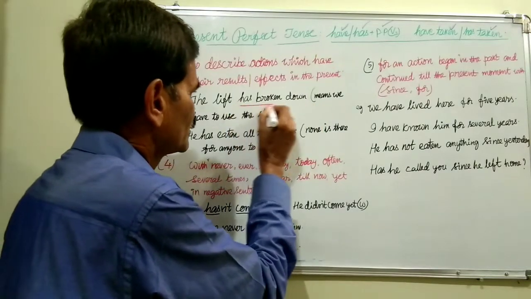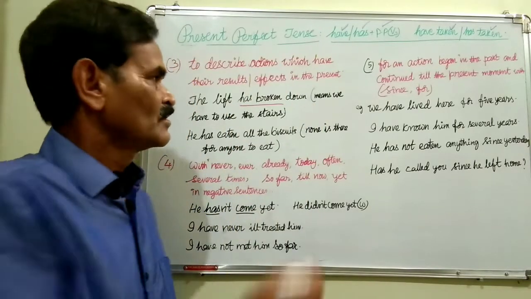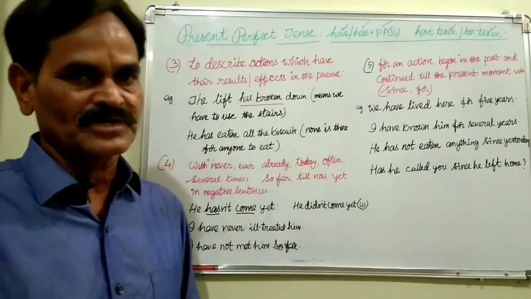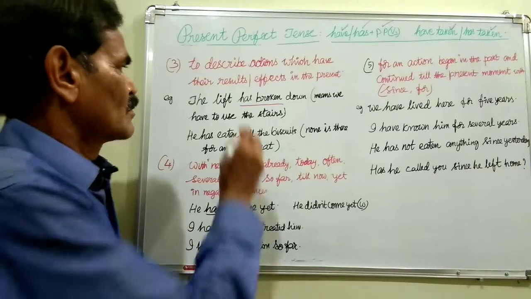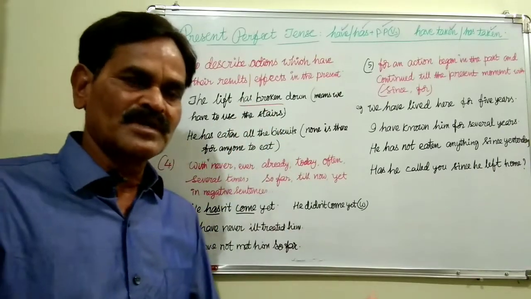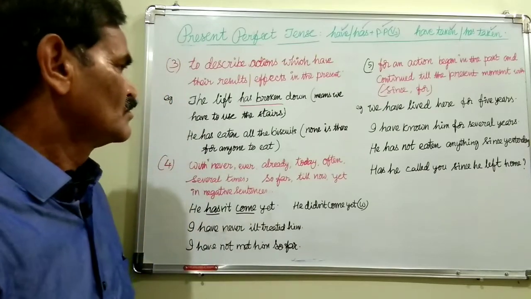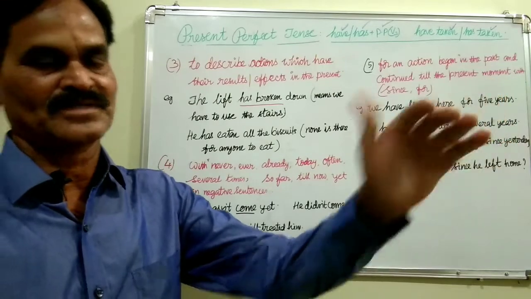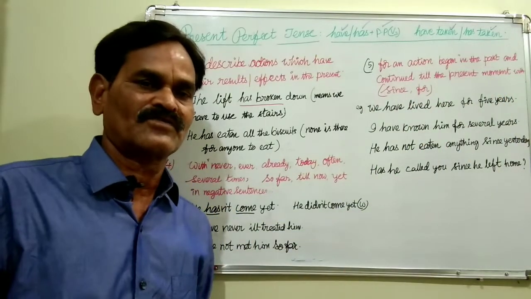So what is the verb here? Has broken. Adverb is down. So has plus V3. So present perfect tense only. Now what is its meaning? The lift has broken, lift has failed. So we are forced to use the staircase. So that is the result, that is the effect we are feeling now.